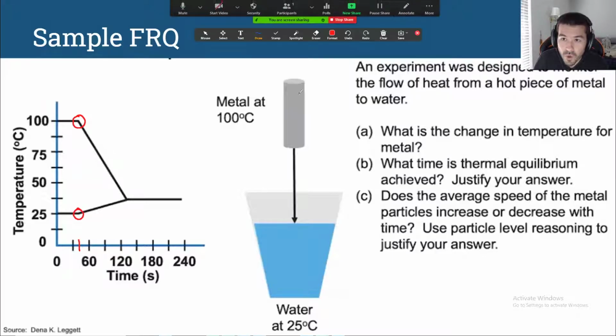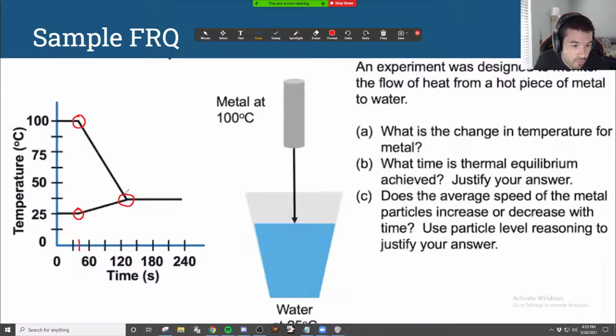Here is where we finally reach that thermal equilibrium, okay? So that is the point at which the kinetic energies of the molecules of both the metal and the water have reached the same level. So the particles are all moving at, on average, the same speed. They have the same kinetic energy on average at this point in time. So that's at about maybe 130 seconds, something like that, okay?